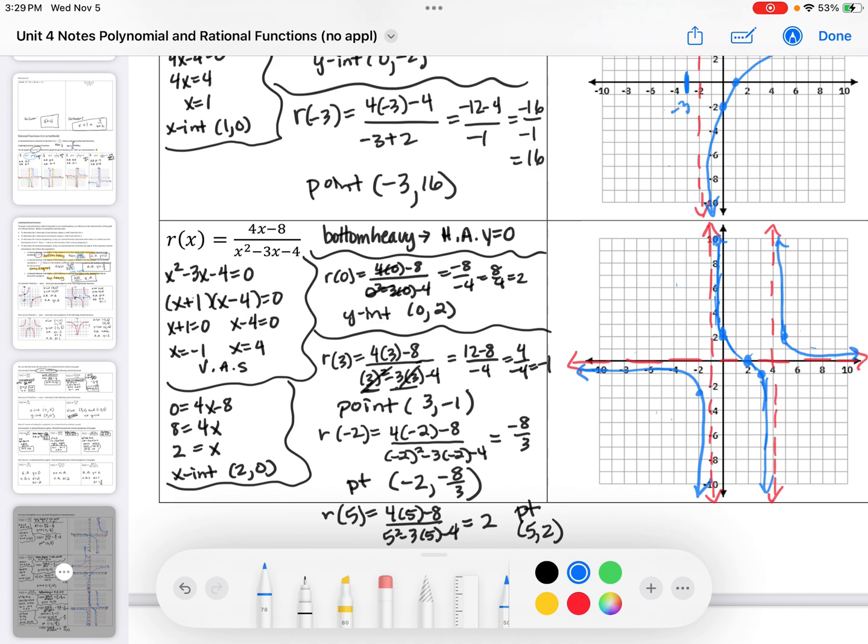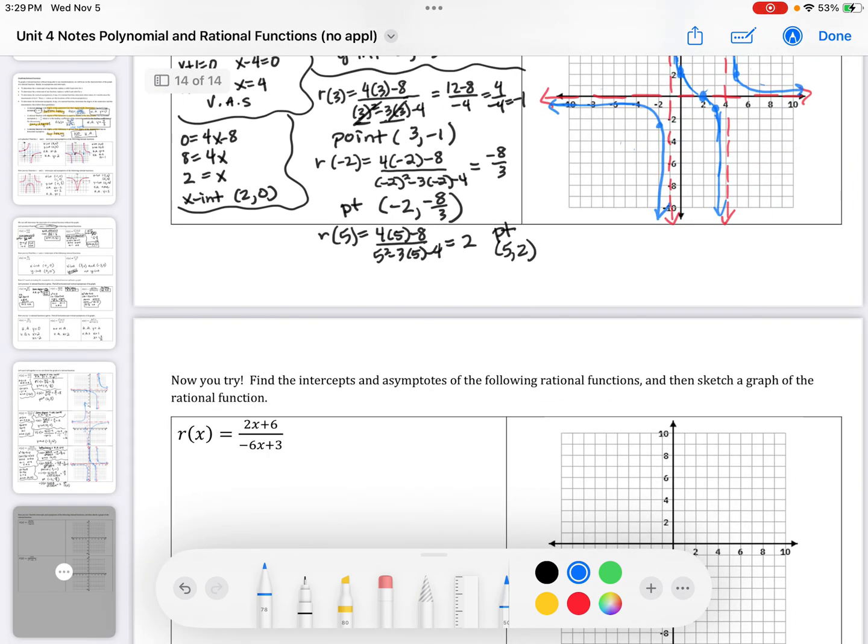Okay, on the next page there are 2 examples, and I want you to try those on your own. Just do your best. Come back here, see what we did, use your notes, pause this video, try those on your own, and then come back and look at the answers. And I'm going to go ahead and sketch those.